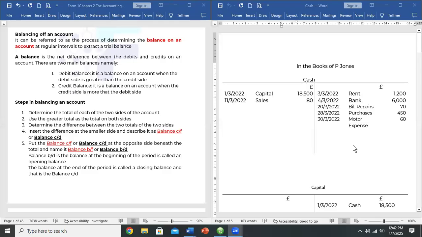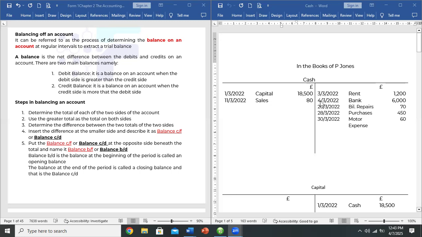We are focusing on how to balance off an account and the trial balance, and how to extract your trial balance. So these are the two concepts we want to look at. Previously, we have seen the transactions and how to record the transactions. And I want to believe so far so good. However, if you have any questions regarding the previous discussions, feel free to share so that we sort it out.